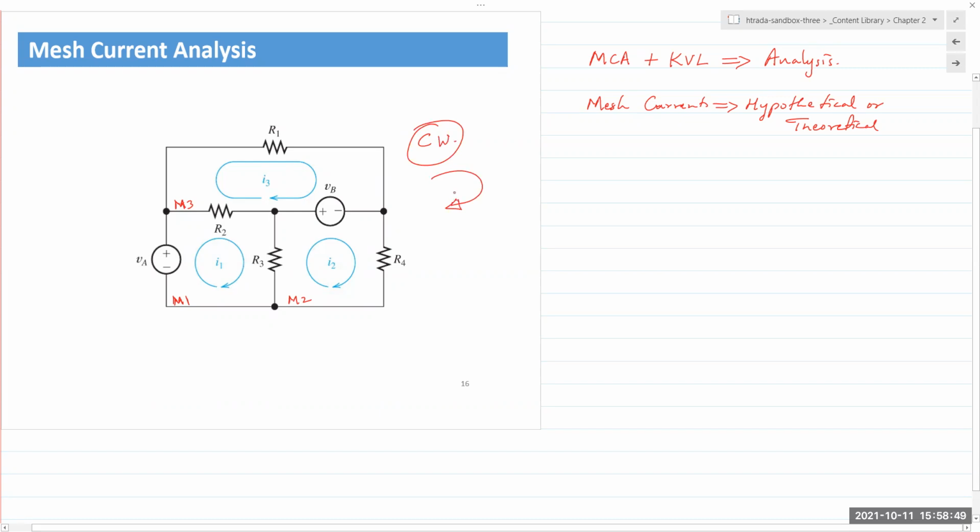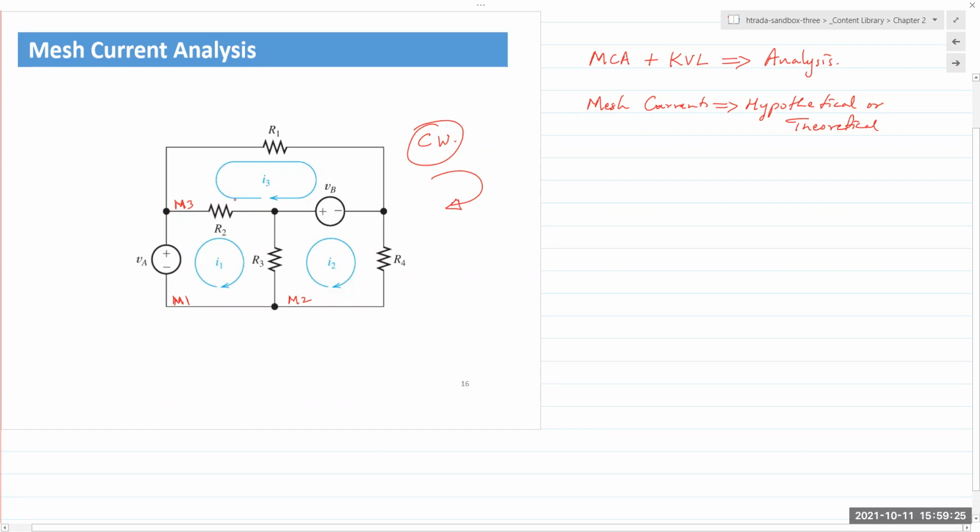Also, if you notice, each shared branch, meaning a shared branch R2 or R3 or this voltage source VB, is known as a shared branch because that component is shared between two meshes. So R2 is shared between mesh 1 and 3, R3 is shared between 1 and 2, and voltage source VB is shared between 2 and 3. And so you can see the mesh currents are actually shared between that component.